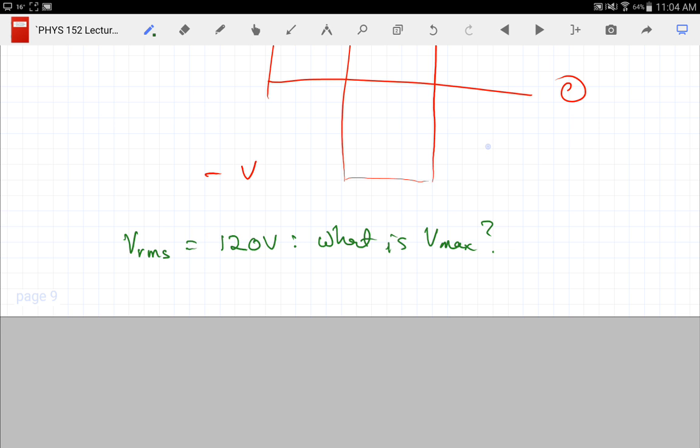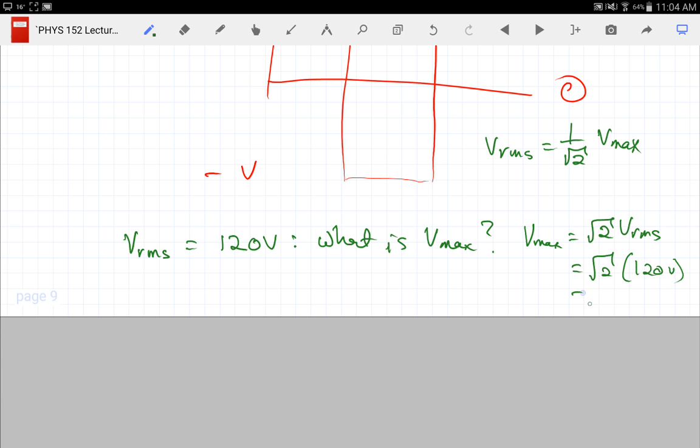Okay, we had VRMS is equal to 1 over the square root of 2 times Vmax. So exactly like Tori said, Vmax is equal to square root of 2 times VRMS. So square root of 2 times 120 volts is equal to, tell me. I mean, it's like 169 point something. 169.7. So when we say we have 120 volts here, it actually has a maximum voltage of 169.7 volts.